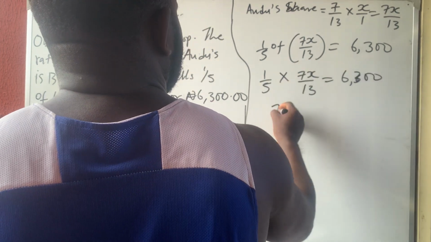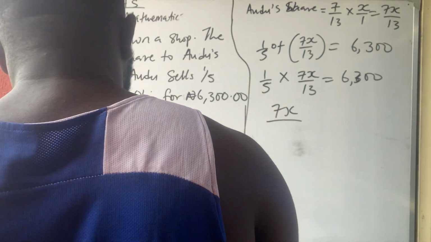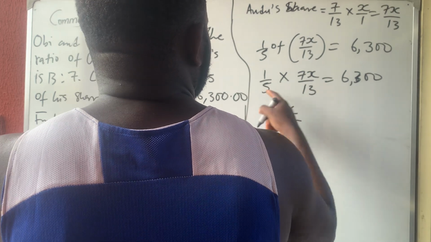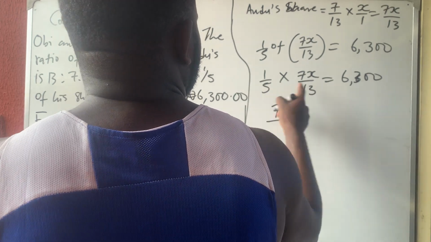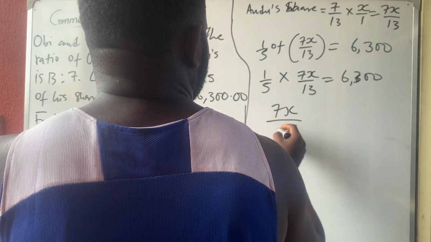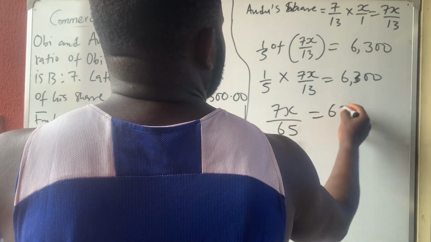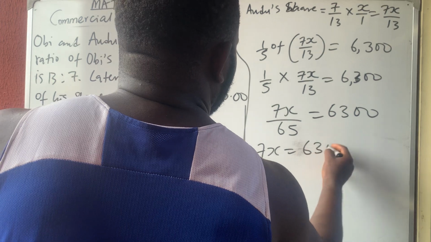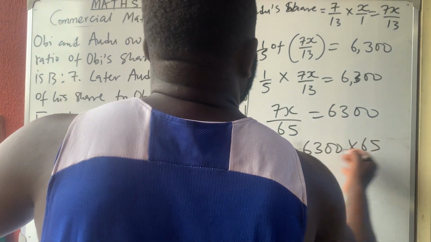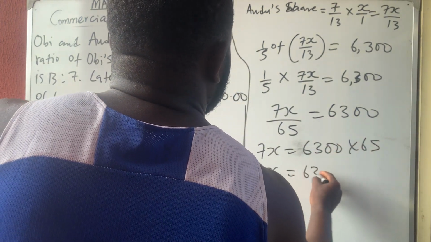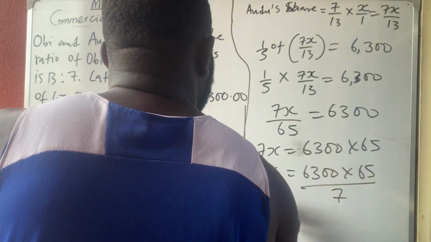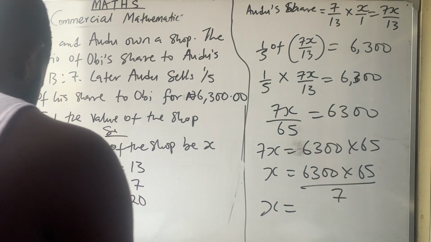So this time this 7x is equal to what? This time this will give you 3 times 5, 15, 6 times 5, 65. So it's equal to 6,300. So therefore 7x is equal to 6,300 times 65. So my x will now be 6,300 times 65 divided by 7. So x is now equal to what?